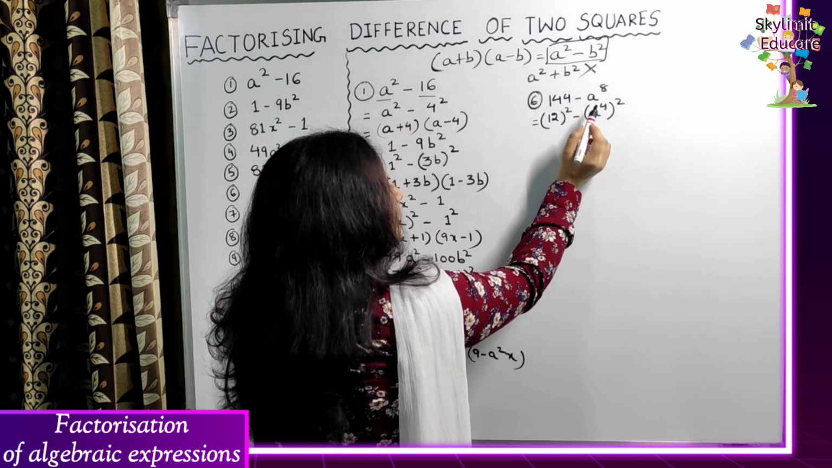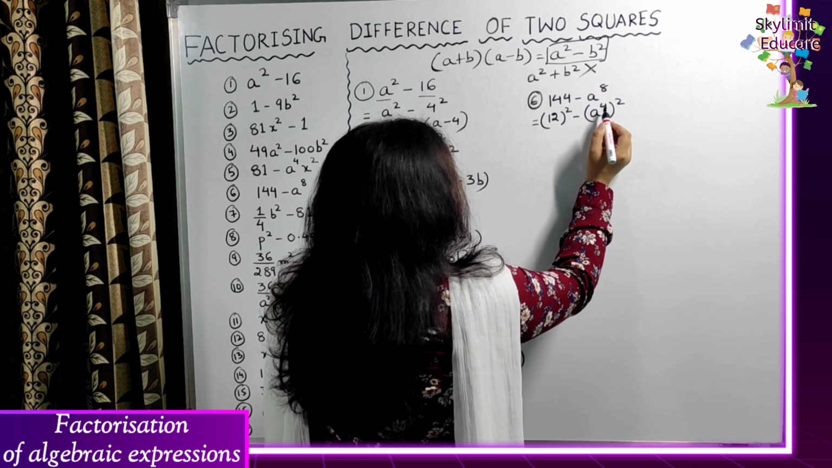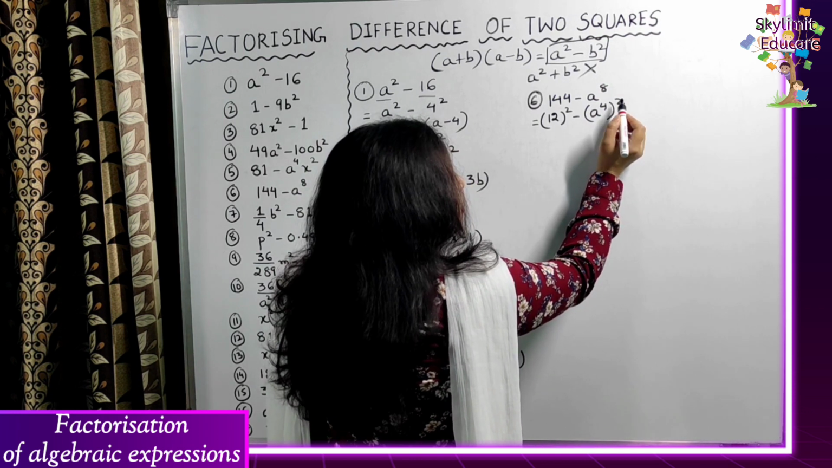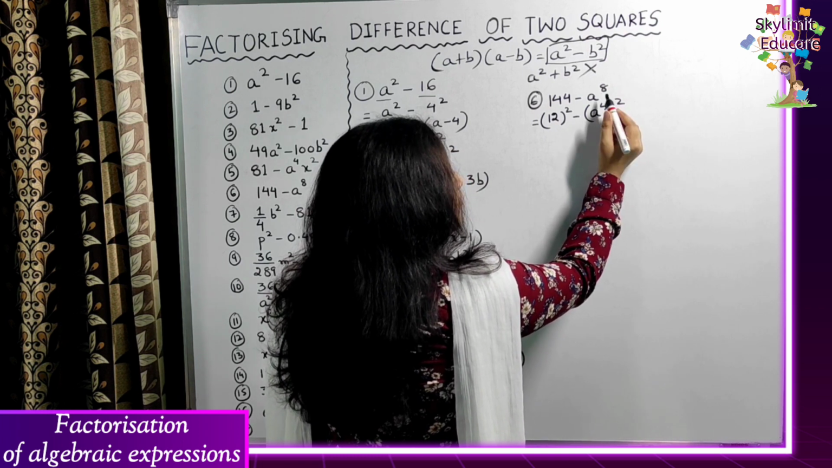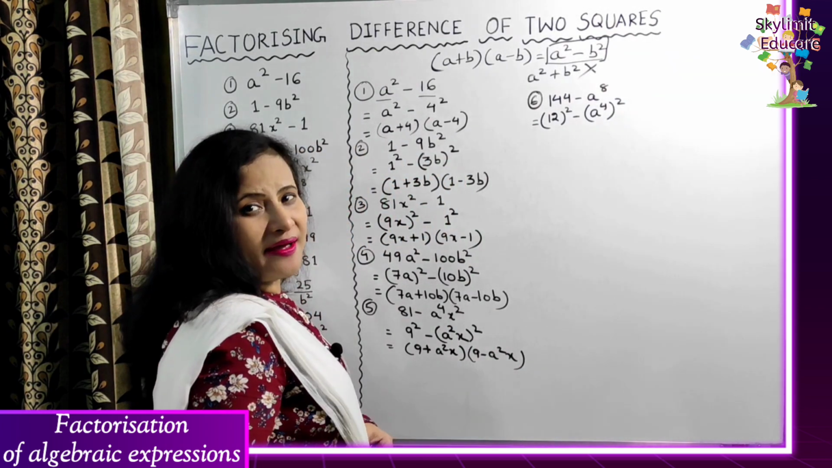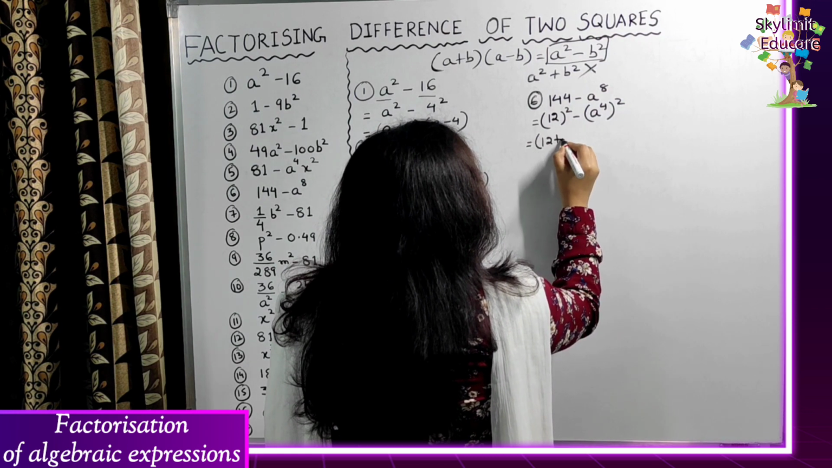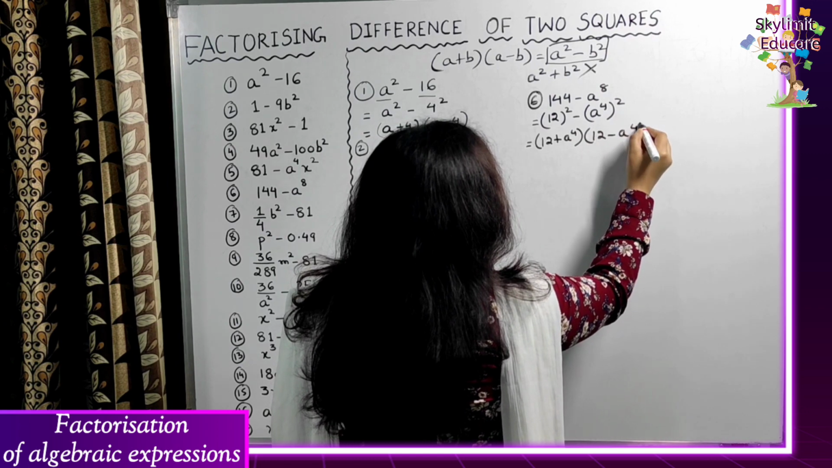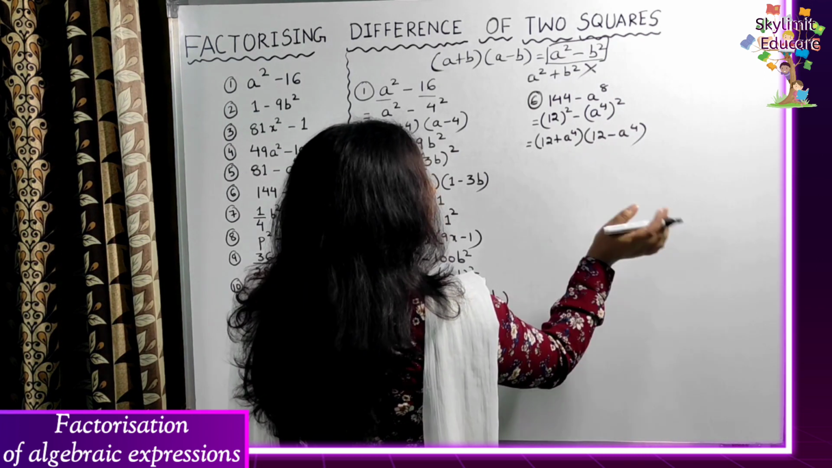Yes or no? If you want to express a to the power of 8 in the form of a square, then you should write a to the power of 4 whole to the power of 2. So the outer power should be 2. That is a square. So in order to make the outer power 2, you should multiply 2 by 4 to get 8, right? So we got here 12 plus a to the power of 4, 12 minus a to the power of 4. This is the answer, correct?